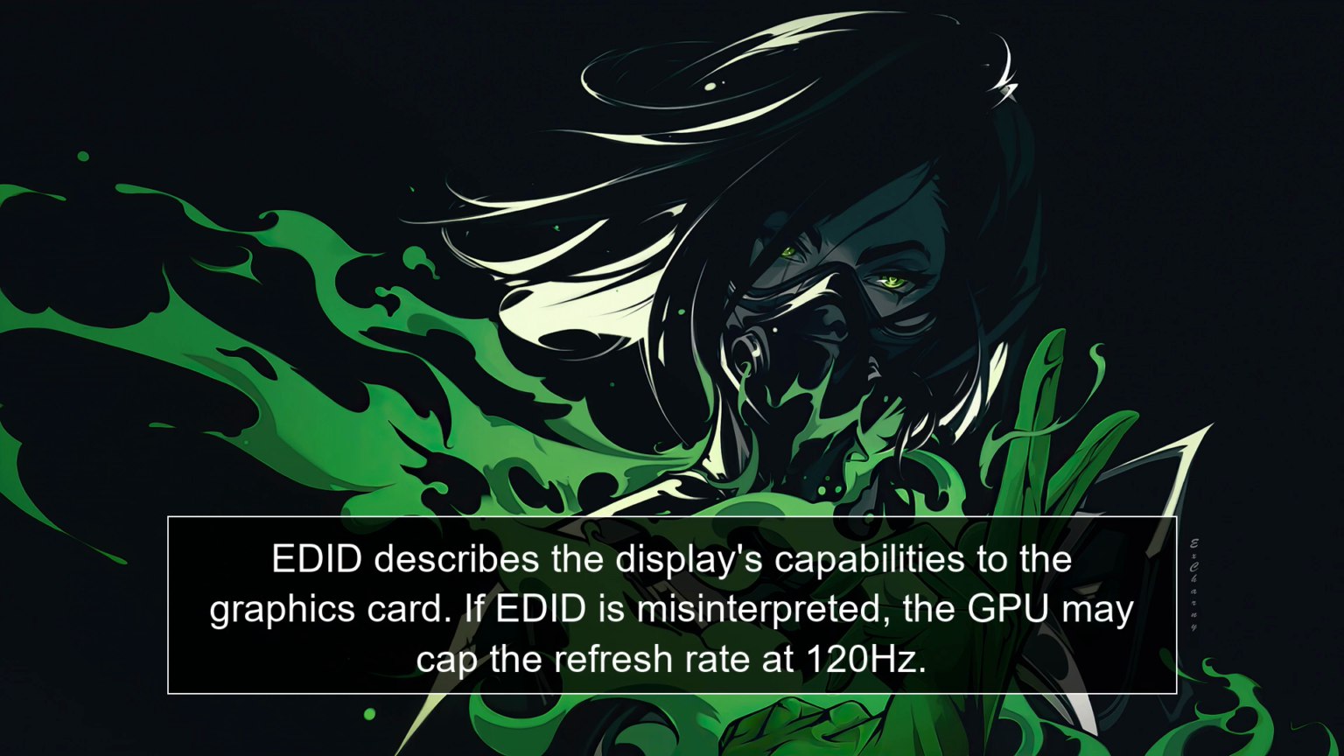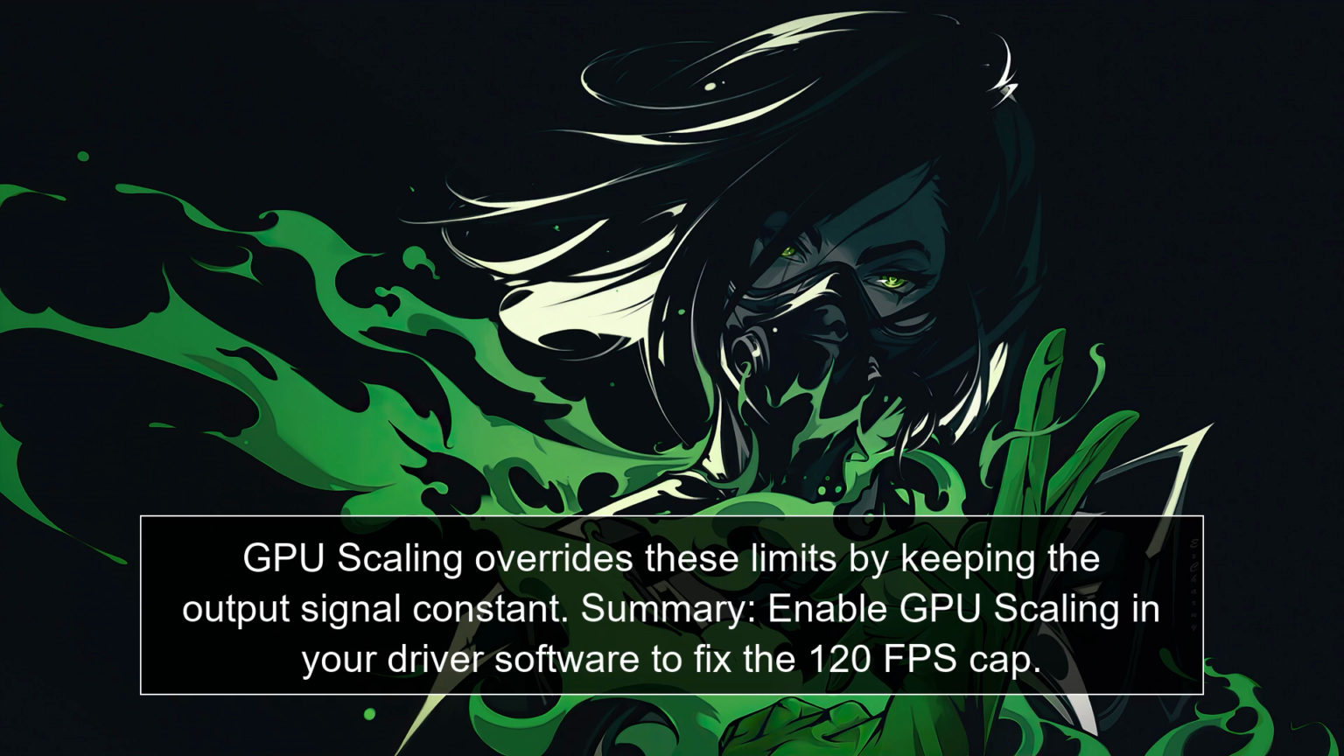EDID is the data structure provided by the digital display to describe its capabilities to the graphics card. If the EDID is misinterpreted, the GPU might think 120 Hz is the maximum safe limit for a specific resolution. Turning on GPU scaling effectively overrides these misinterpreted limits by keeping the output signal constant.